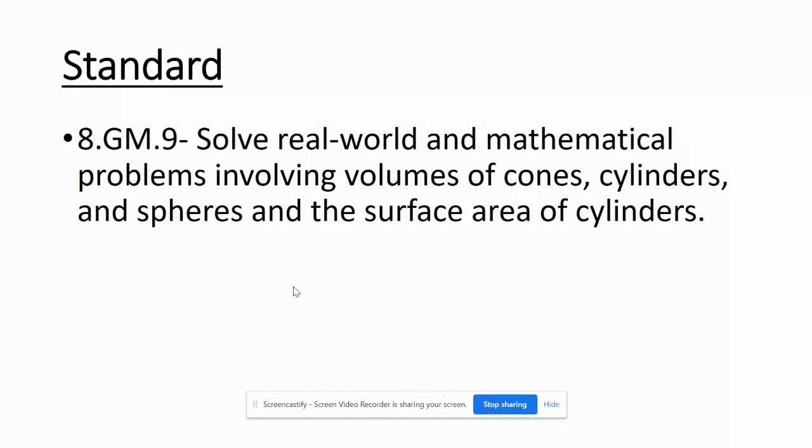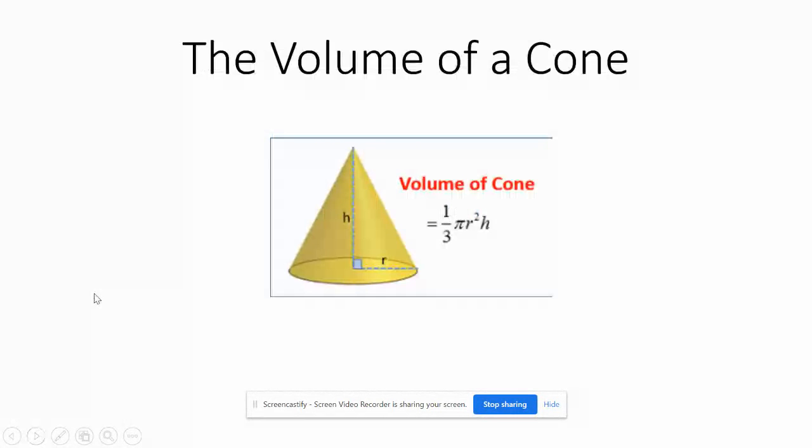So, volume of a cone. We use the formula 1/3 times pi times r squared times height. The r is the radius, and the h is the height. Remember, the radius will be down here along the circle. It's half of the distance across the circle, half of it is the radius.